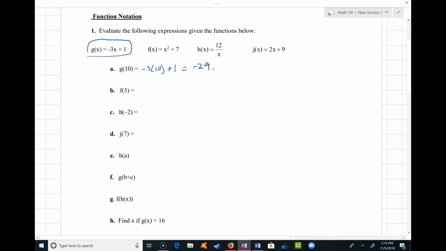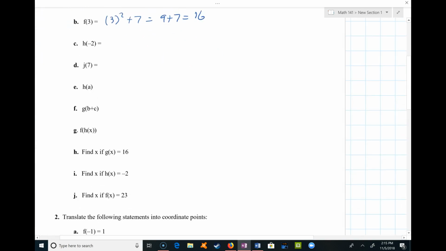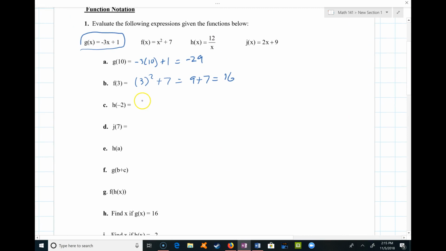Next one is f of 3. So then I go to the f function, and that would be 3 squared plus 7, which means 9 plus 7, or 16. And this is h of negative 2. So again, this says go and find the h function. That's not h, that's not h. This one's h. So that would be 12 over negative 2, which would be negative 6.